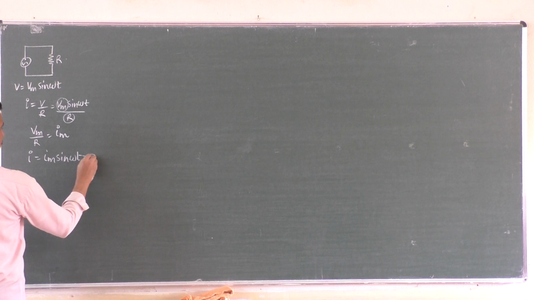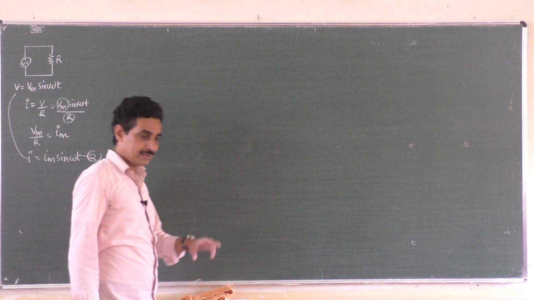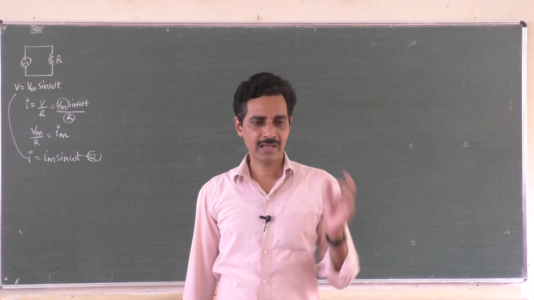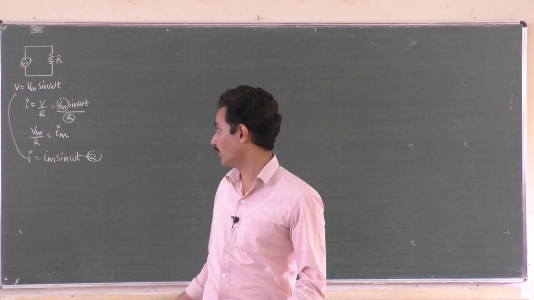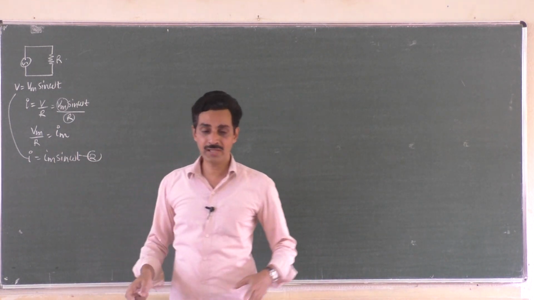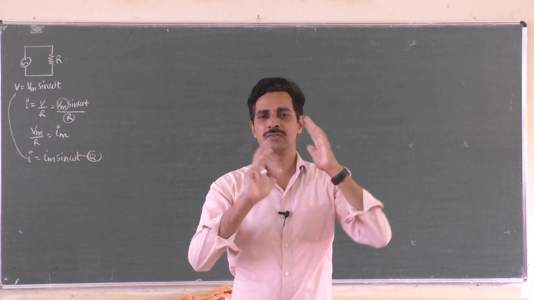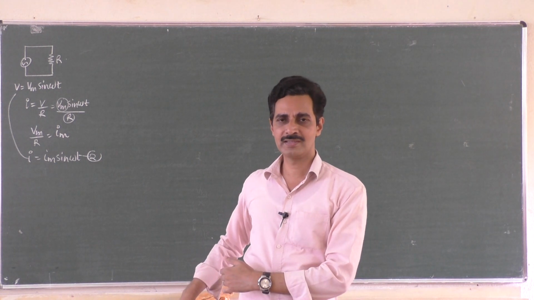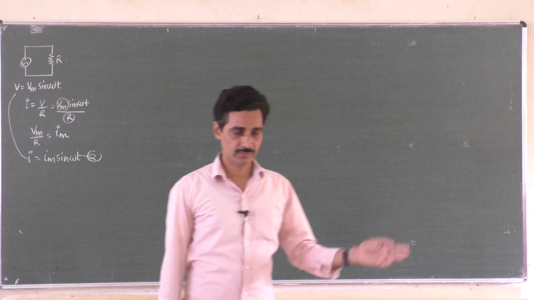So this equation 2 compared to the first equation, V is equal to Vm sin omega t. These two equations say that in a purely resistive circuit, current and voltage are in phase because there is no phase difference in the two equations. Both are representing sin omega t. That means when voltage is highest, current is also highest. When voltage reaches 0, current also reaches 0. When voltage reaches minus maximum, current reaches minus maximum, and so on.